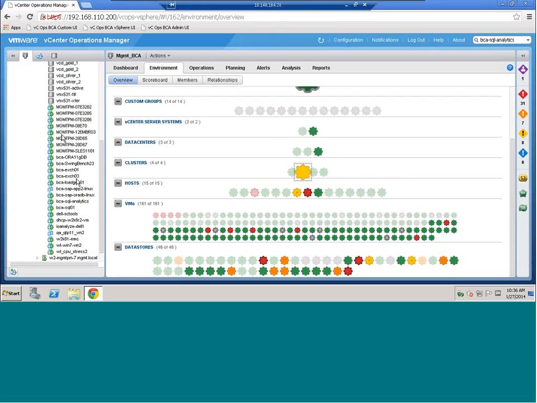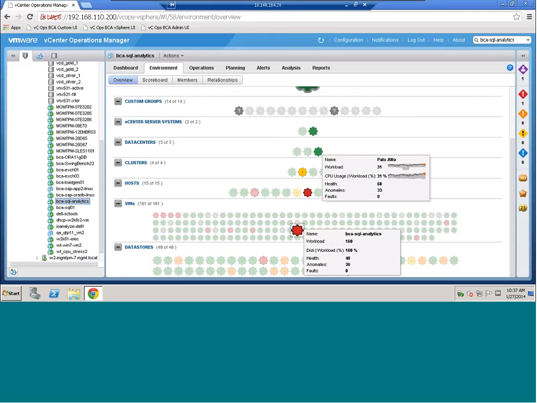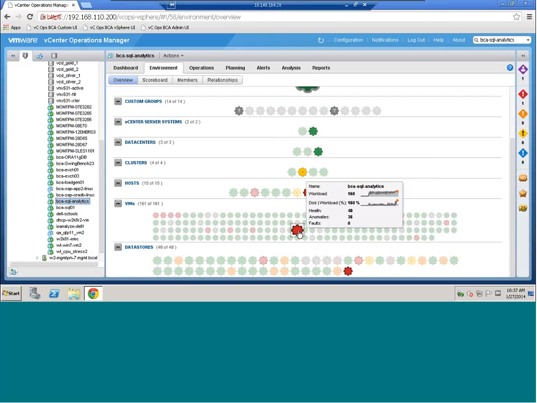I know from having previously worked in this environment, and just to keep this video short and give you some perspective, that I do have a VM here that is not responding very well. It's having some issues. My SQL Analytics VM. By clicking on it, you can see that relationship. We can see that it has some very high workload. Its workload is at 160%, and that's really due to some disk I/O issues.